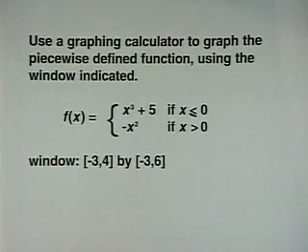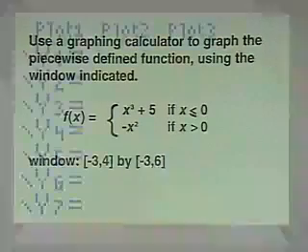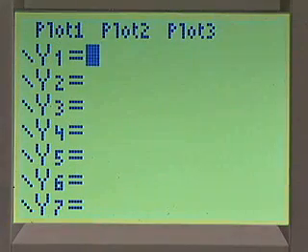Let's use a graphing calculator to graph the piecewise-defined function using the window indicated. Here our function is given as x cubed plus 5 if x is less than or equal to 0, and negative x squared if x is greater than 0. The window we'll use is negative 3 to 4 for my x values and negative 3 to 6 for the y values. Now let's transition over to the graphing calculator and see how we can graph that.